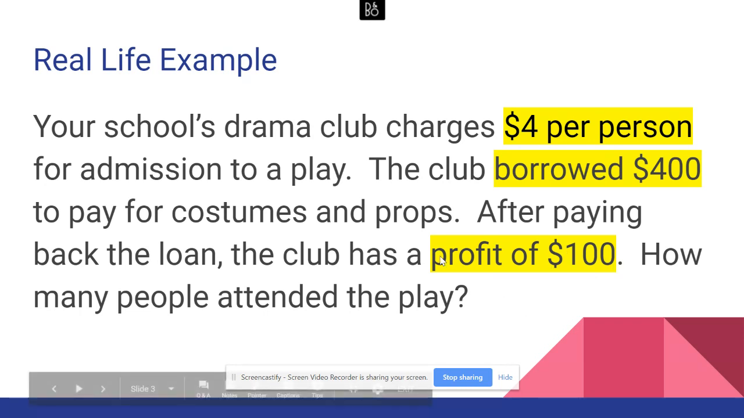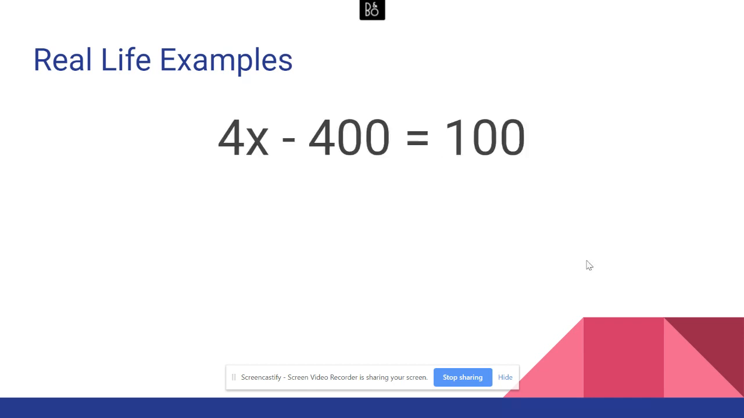So $100, if they have a profit, then they have positive money. They don't owe money, so it's not negative, but profit means they have a positive $100, so this will translate into the equation 4x minus 400 equals 100. So to solve our two-step equation, we have to use inverse operations.